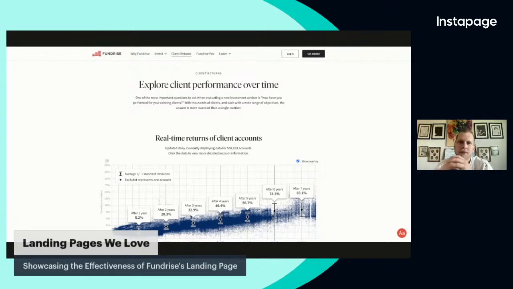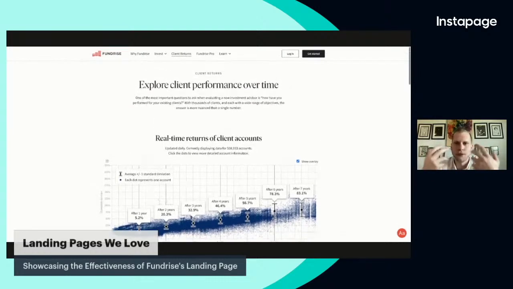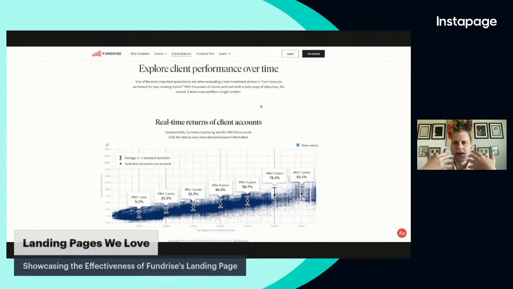So right off the bat, something I really like about this landing page, it's very obvious what it's for, who it's speaking to, sort of what the general purpose of it is. It very much gives away a sense that this is a fintech product. It is for financially minded people.